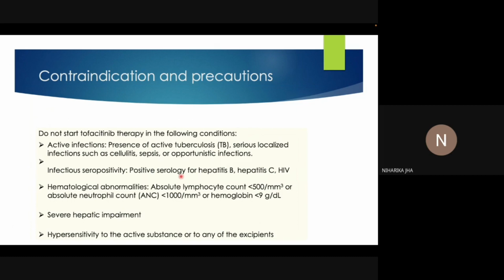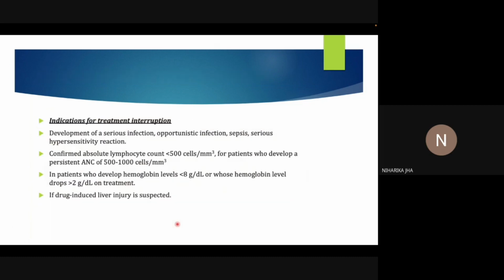Seropositivity: if the patient tests positive for Hep B, Hep C, or HIV, obviously do not start the patient on tofacitinib. Hematological abnormalities: ALC less than 500 cells per cubic mm, ANC less than 1000 cells per cubic mm, and hemoglobin less than 9 grams per deciliter. Severe hepatic impairment, do not start the patient on tofacitinib. Obviously, if the patient is sensitive or is having a drug reaction to tofacitinib, do not start the patient on tofacitinib. And when do we interrupt the treatment?